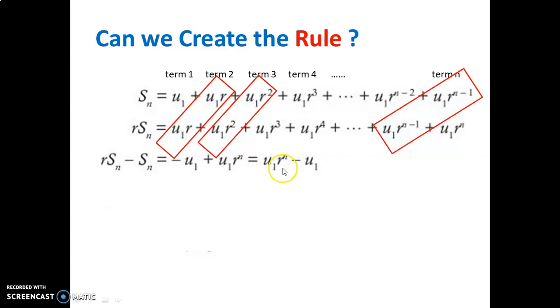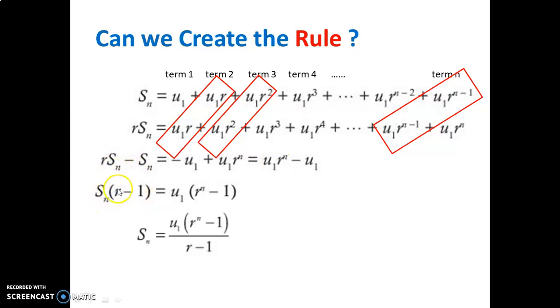This can simplify into this if you move the u1 here. And then let's see what happened here. Factored out a u1 on this side, and on this side we factor out s sub n, and finally you can now divide by r minus 1 on this side, and it's here. So we've created a formula for the sum of n terms. So this is where the formula for geometric series comes from.